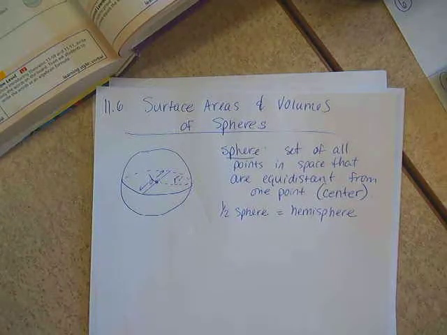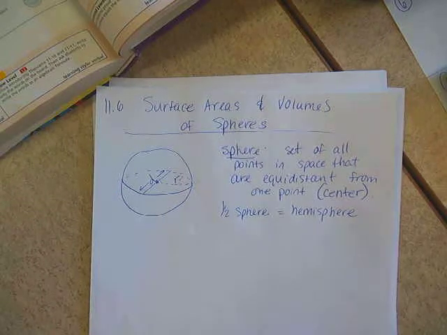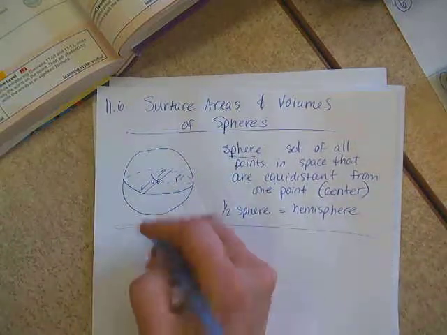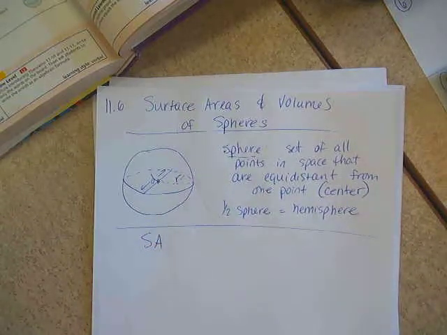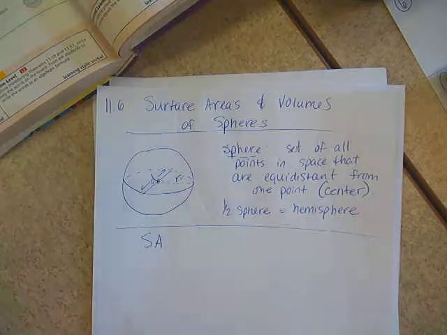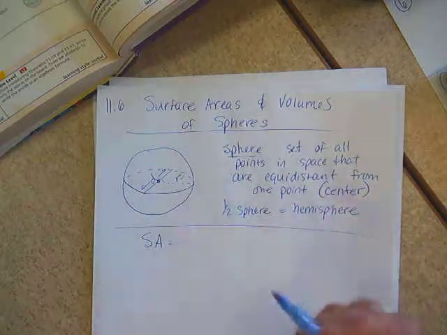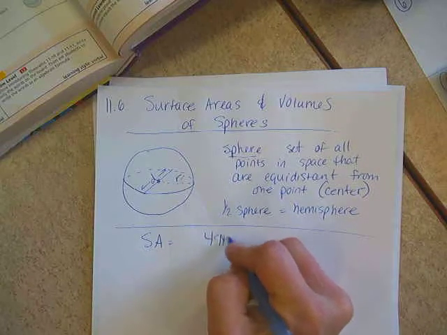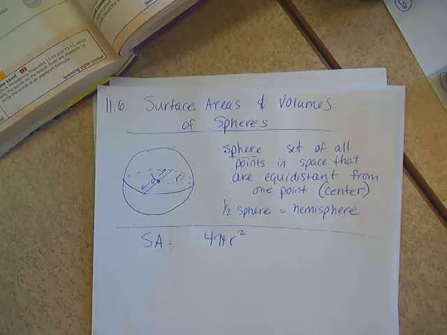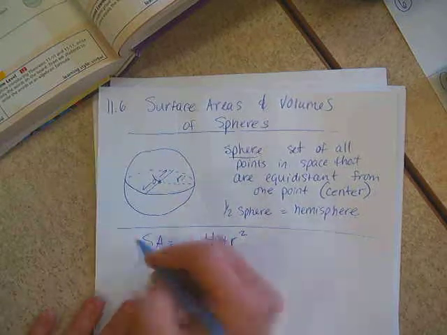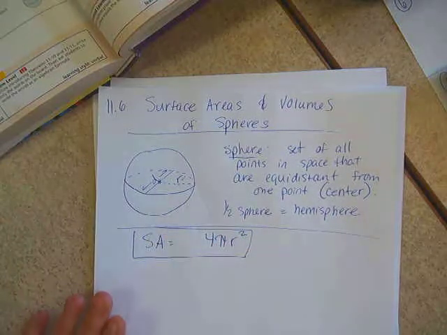So you're going to learn the two formulas today, one for surface area and one for volume. They're very similar, but you're going to have to find a way to keep them straight. The surface area, of course, would be if you're painting the outside of a sphere. Surface area of a sphere is 4 pi r squared. So it looks very much like the area of a circle, but it's 4 times greater than that.